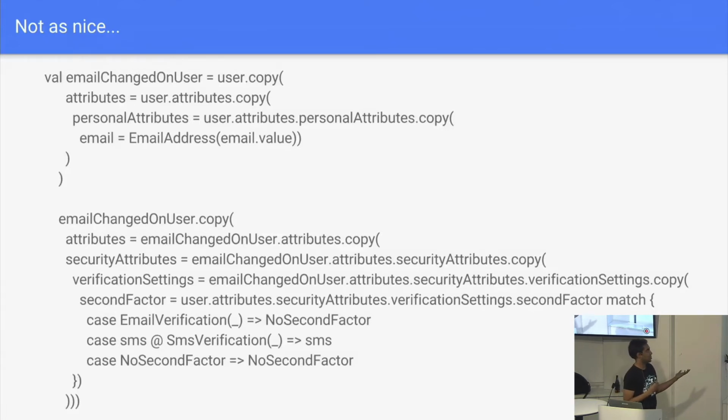And finally, we change the email to the new type. Store that in a val, and we do the same thing here, where we have email changed on user.copy, set the attributes to email change on user.attributes.copy, set the security attributes to email unchanged, .attributes.security attributes.copy, email change on user attributes security attributes verification settings.copy, and so on. This is kind of a pain.